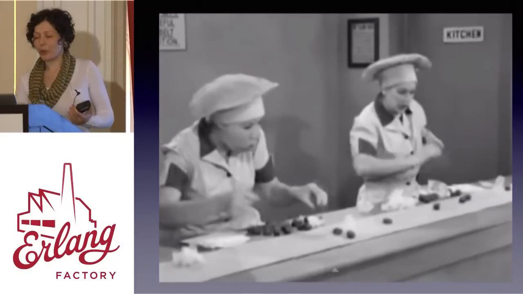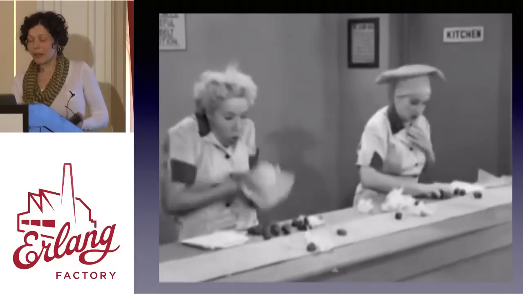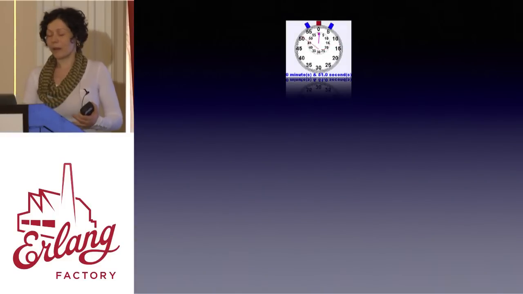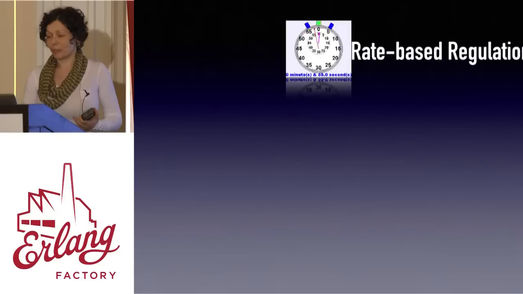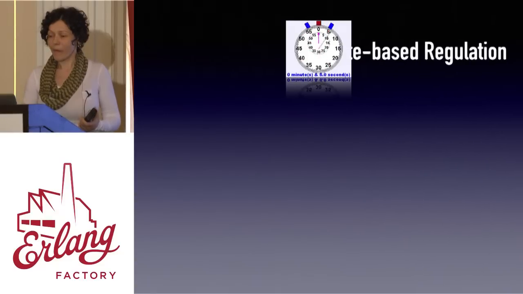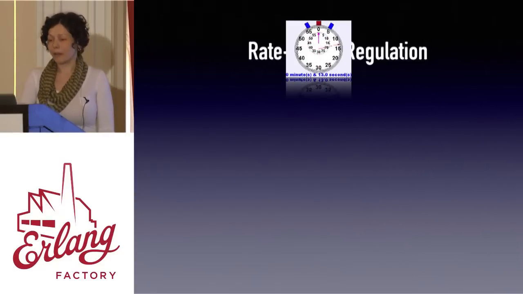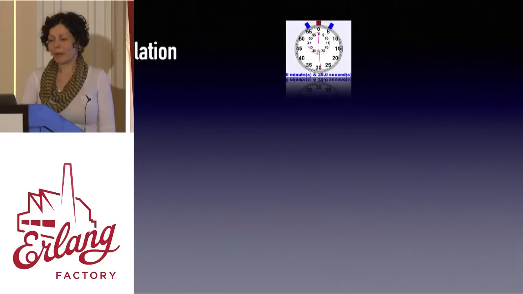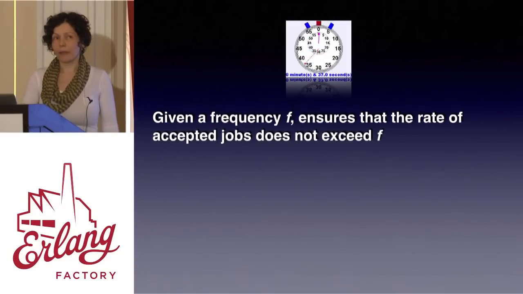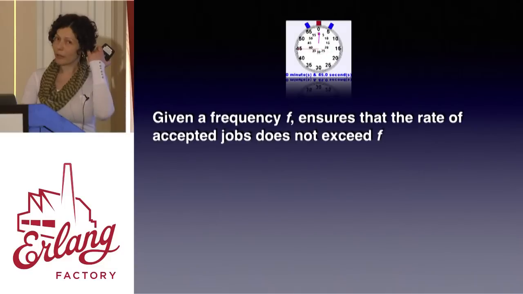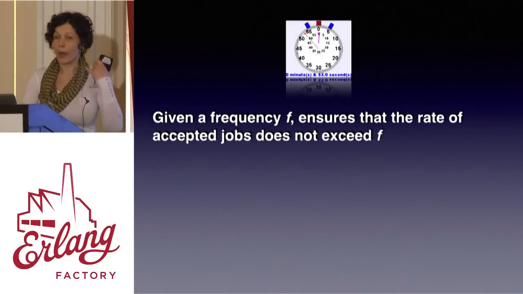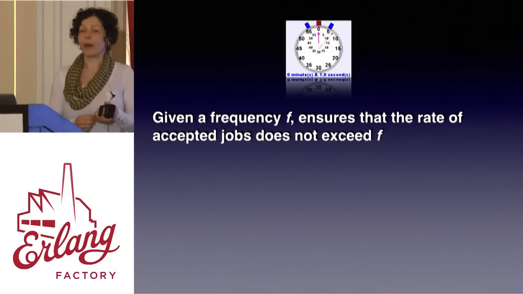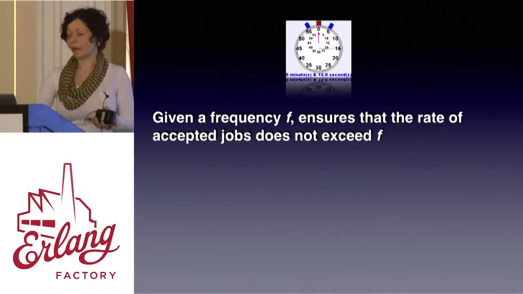So to deal with a situation like this, the Job Framework offers another great thing: rate-based regulation. What rate-based regulation does is, given a frequency f, it ensures that the rate of accepted jobs does not exceed f. And this is how we're going to have the requests coming into our HTTP server rate regulated.